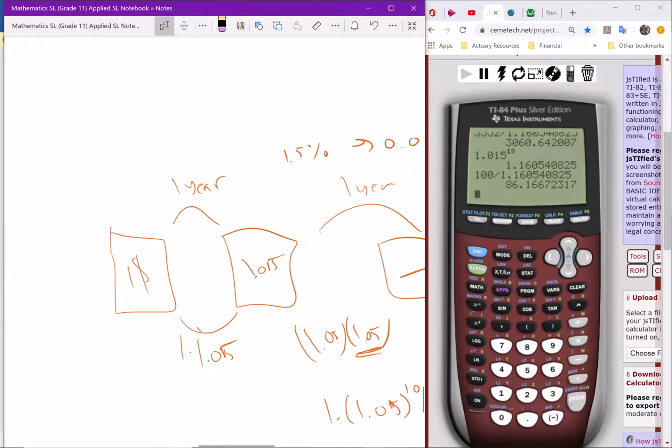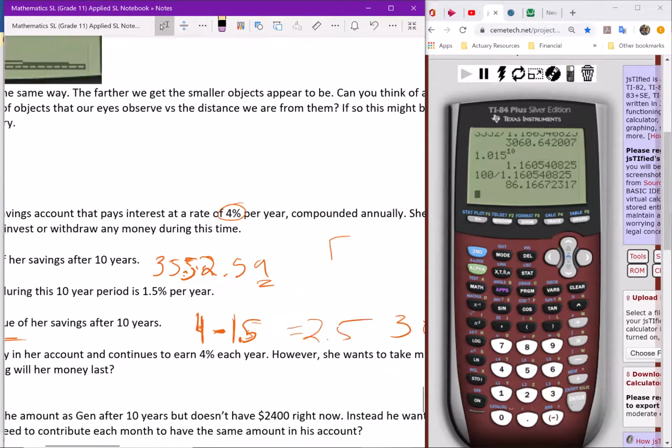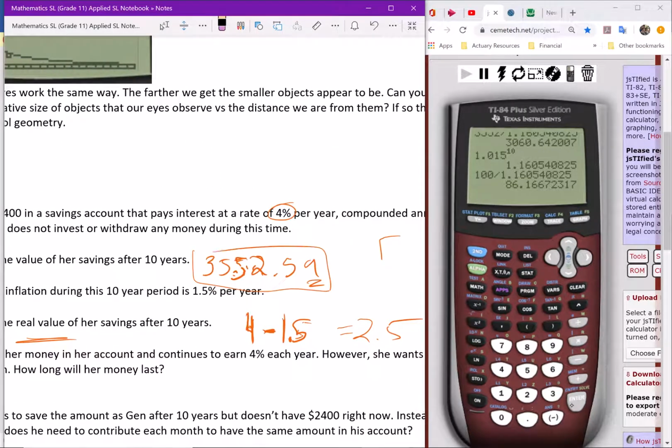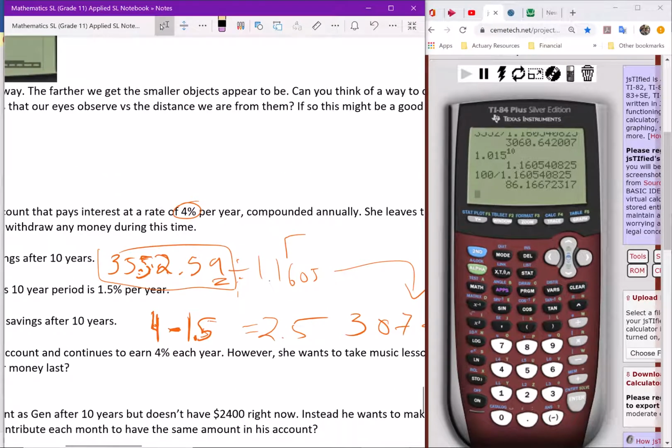And so what we could do here is take this value that we have in our account, right? And we could divide by this 1.1605, and you should get something very close to this. It might be a little bit off just because of some rounding and stuff like that, but it should be very close. And again, this came from us figuring out 1.015 to the 10th.